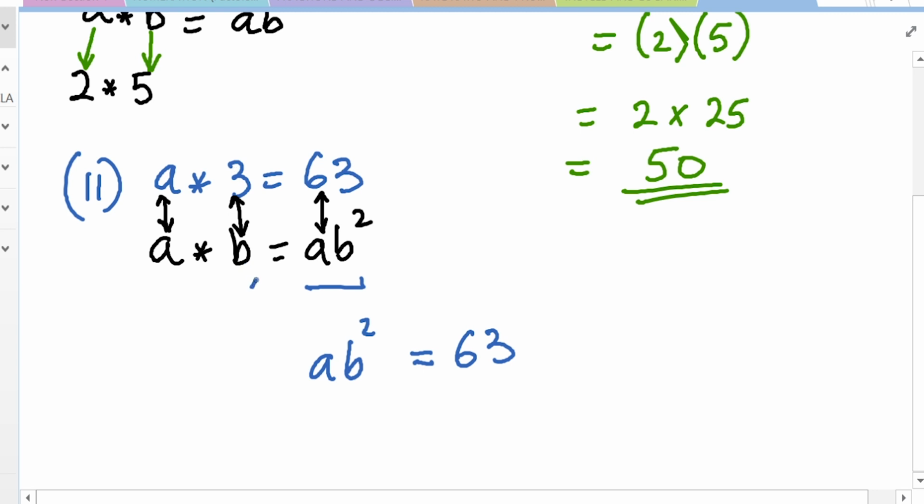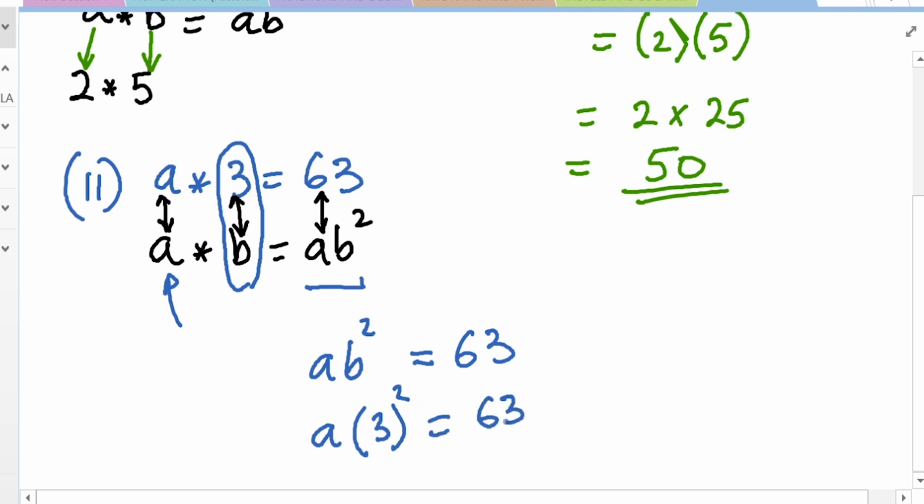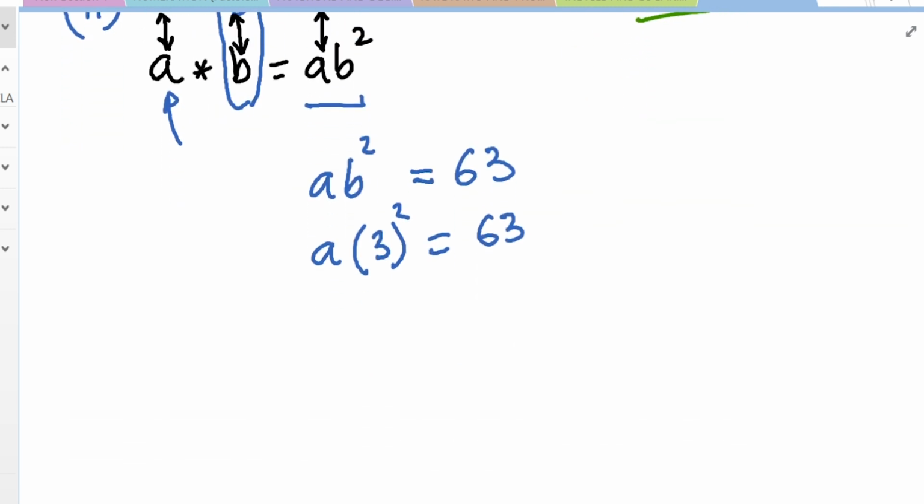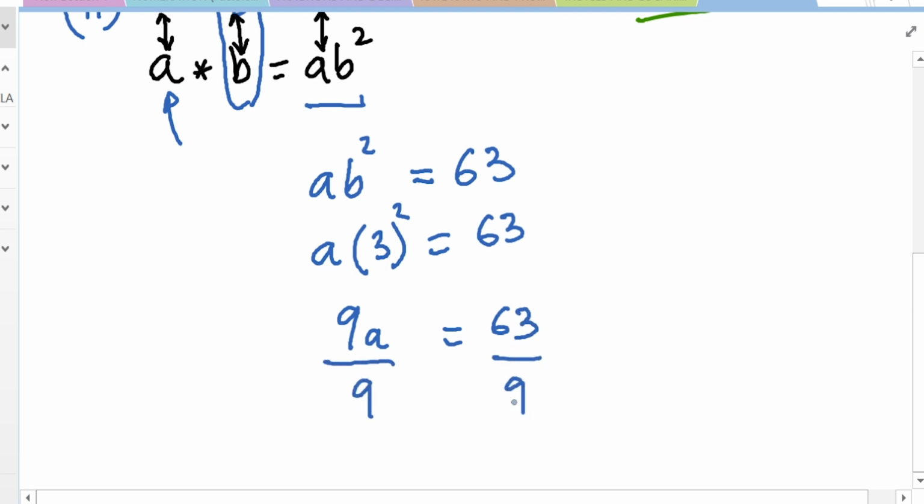But we know our value of b as 3. They want us to find the value of a. So our value of a, multiplied by our value of b squared, which is 3 squared, is equal to 63. So let's go on and find the value of a. That's going to become 3 squared is 9, so it's 9a, giving us 63. Divide both sides by 9. Our value of a will be 63 divided by 9, which is 7. So our value of a is 7.